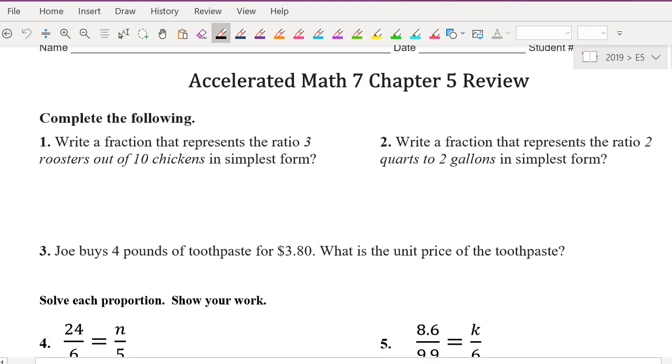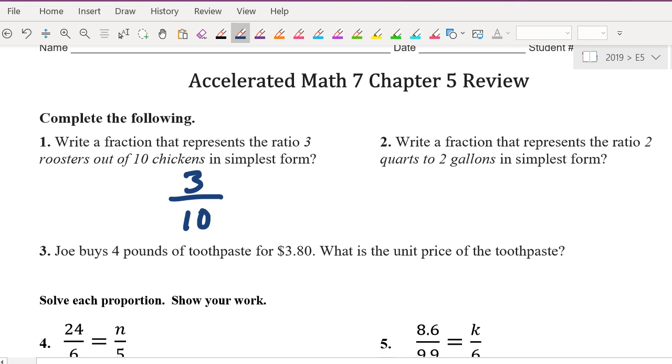What we're dealing with here is proportion. Everybody say proportions. Yes. So we're dealing with proportions, and starting out is ratios. Write a fraction that represents 3 roosters out of 10 chickens. How do we write that fraction? Alright, 3 on top and then 10 at the bottom. Yep, you got it. It seems like it would be too easy, but that's it.